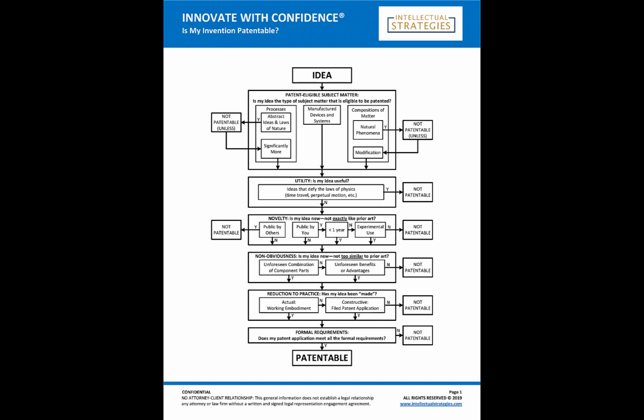So there you have it. If you meet all of these 6 criteria, including patent eligibility, utility, novelty, non-obviousness, reduction to practice, and the formal requirements, then you'll have an idea that is patentable. That's it. You should now be able to evaluate for yourself whether your innovations meet the 6 criteria for patentability.